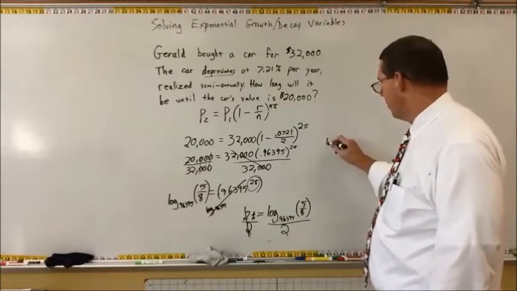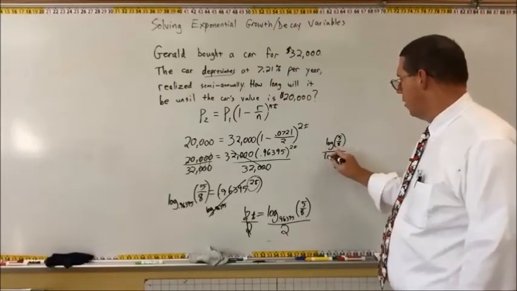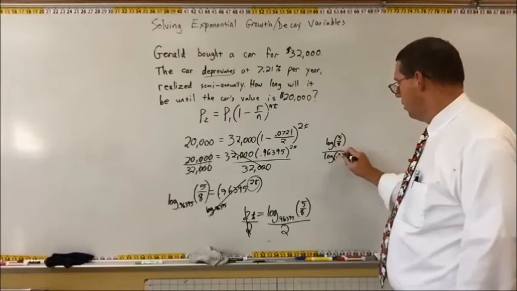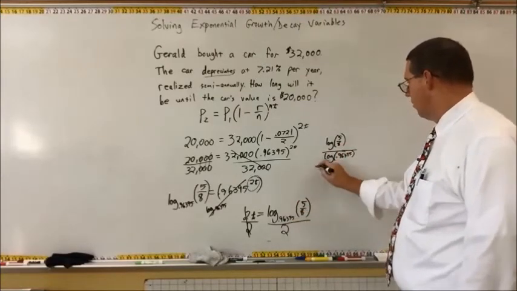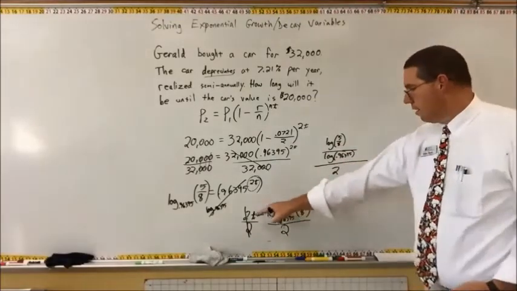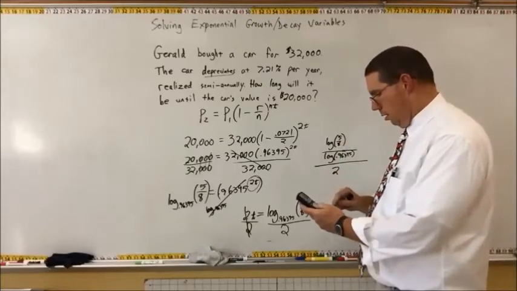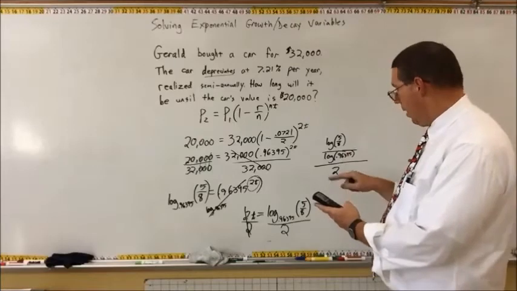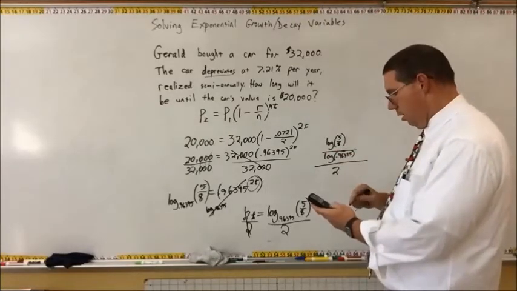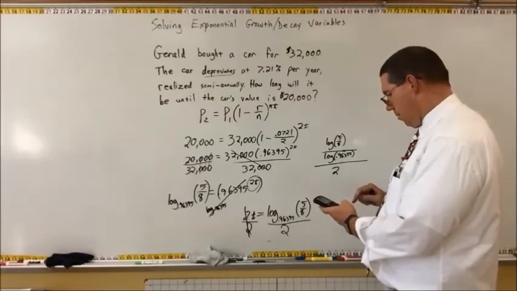Okay, so it's going to be log 5/8 divided by log 0.96395. And then whatever the answer is to this has to be divided by 2. And that's going to give us our t value. So I'm going to key in log 5 divided by 8, close parenthesis, then divided by log 0.96395, close parenthesis, press enter.